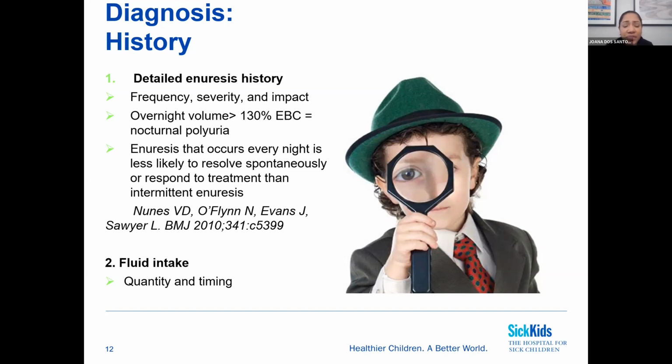A child that has overnight urine volume of more than 130% of expected bladder capacity has nocturnal polyuria, and that has treatment implications. So that child is likely to respond to the alarm and is more likely to respond to the DDAVP. So it's very important to get a detailed enuresis history. And we know that enuresis that occurs every night is less likely to respond right away or to resolve spontaneously and may require more treatment as well.